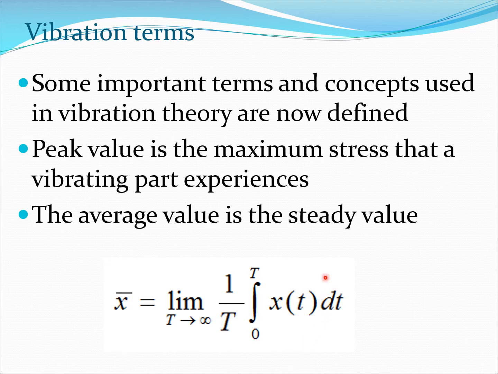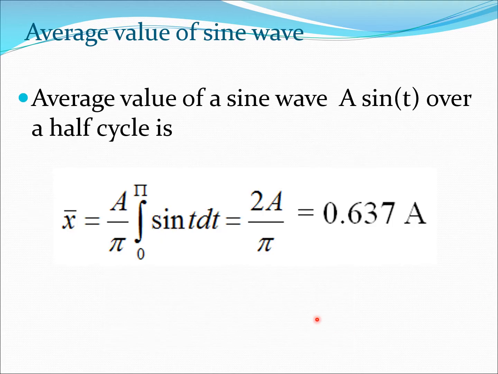And suppose we have a response x of t, then the mean value of this response is defined by this definition here. And here you can see that this is essentially taking the function x of t, integrating it from 0 to T, dividing this result by T, and then letting T become extremely large in the limit. So this is how we can obtain the mean value of a typical function. So let's look at an example.